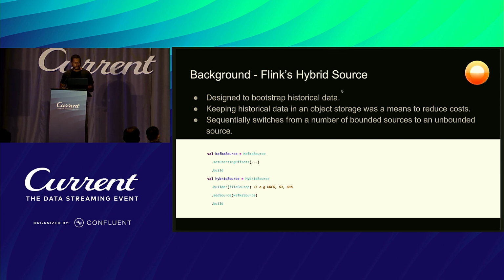One final piece of background that we need is Flink hybrid source. If you're not yet familiar with that, it is essentially a source that was designed to bootstrap historical data. What you can do with that is combine a number of bounded sources and read sequentially from them, and then lastly start reading an unbounded source like Kafka. So you can imagine you can have a number of S3 bounded sources that represent the history of your topic, and then you can switch to a live Kafka stream after you go through each sequential historical source.